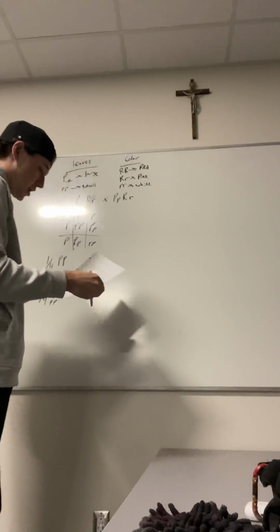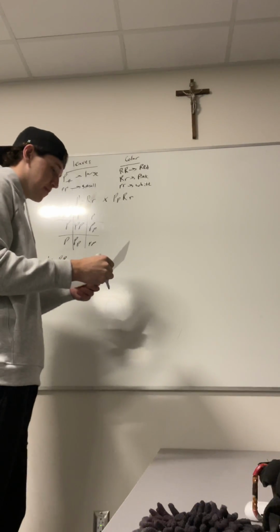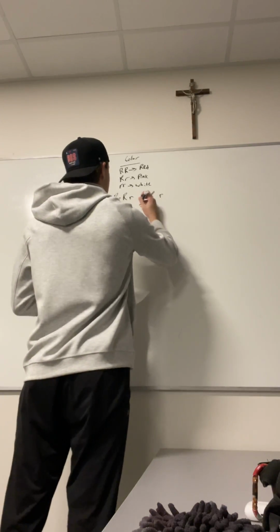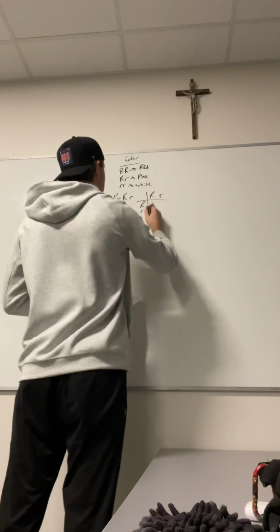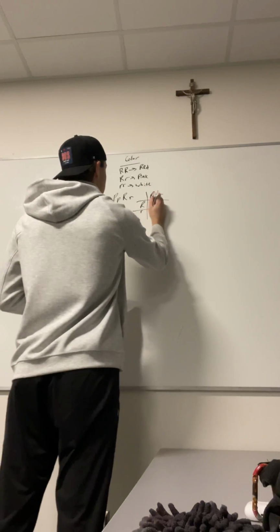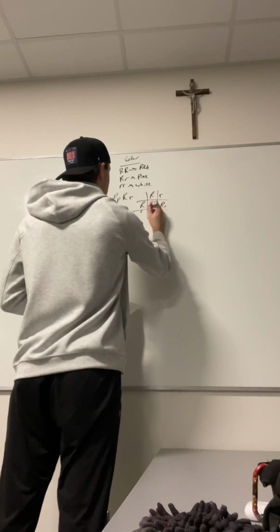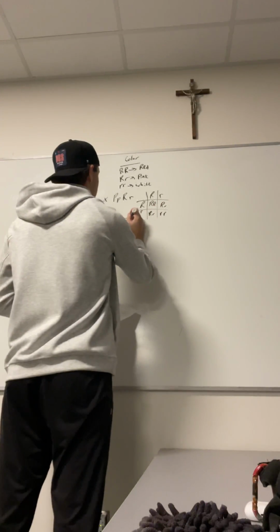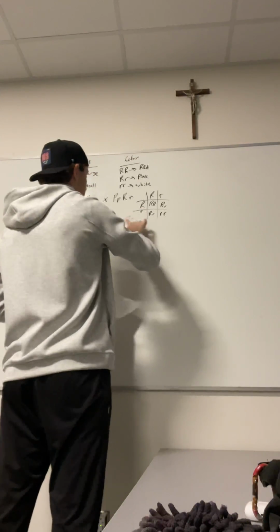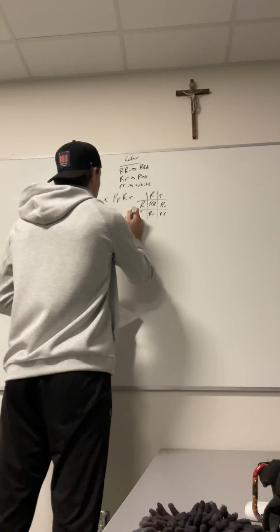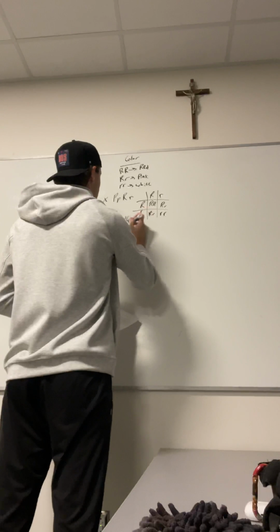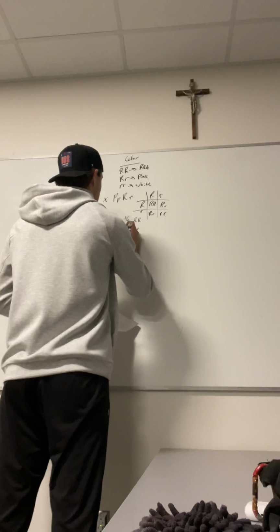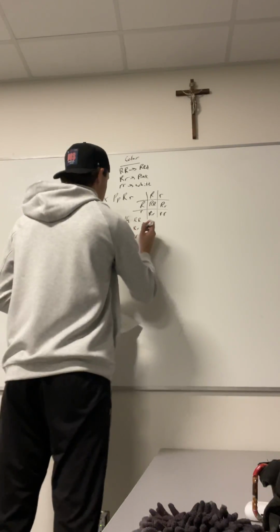And now you do the cross between the color. So it'd be capital R, lowercase r, capital R, lowercase r, and you would get the same in this one: capital R, capital R, capital R, lowercase r, capital R, lowercase r, lowercase r, lowercase r. So it's 1/4 dominant, 1/2 heterozygous, and then 1/4 recessive.